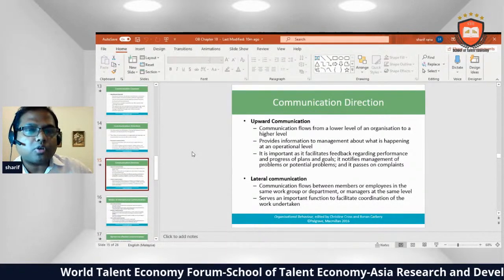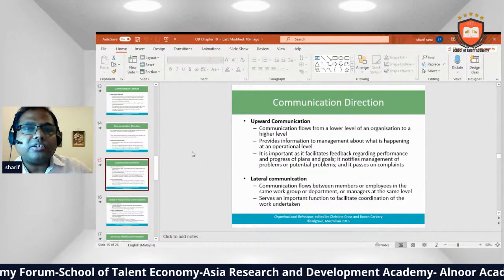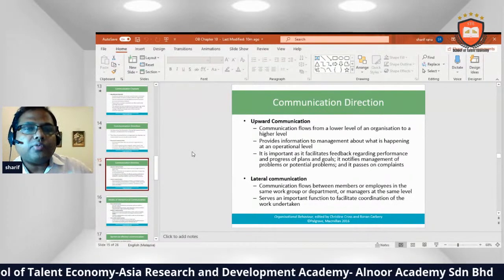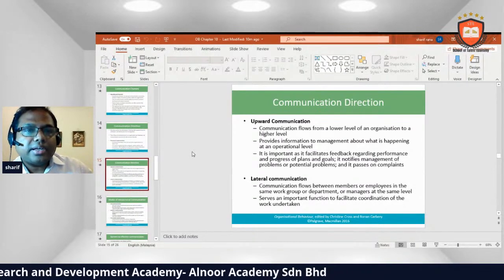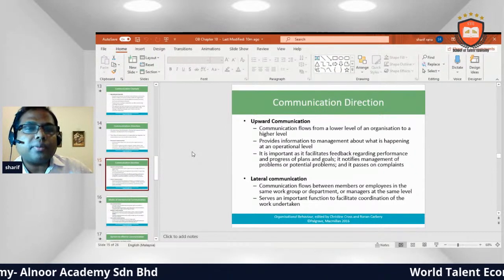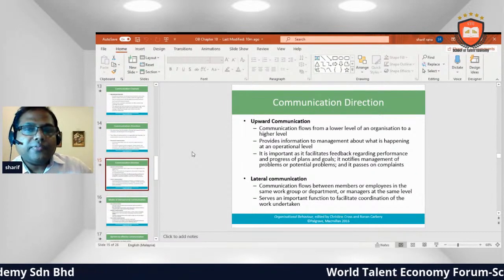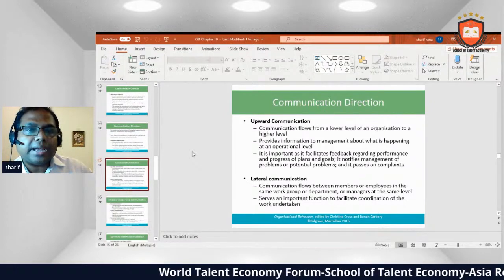Communication direction, upward communication. Communication flows from a lower level of an organization to a higher level. It provides information to managers about what is happening at an operational level. It is important as it facilitates feedback regarding performance and progress of a plan and goals. It notifies management of problems or potential problems, and it passes on complaints.